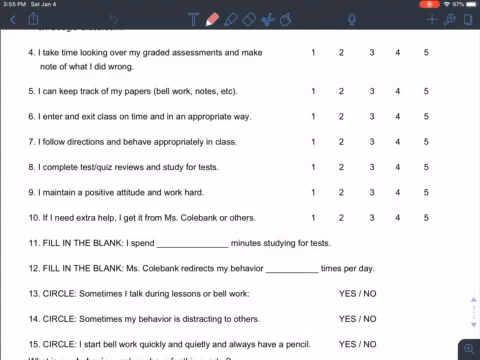Number 9, I maintain a positive attitude and work hard. Even if I give you an assignment you don't want to do, can you still have a good attitude and stay positive? Number 10, if I need extra help, I get it from Miss Colbank or others. So if you're confused on something, do you just sit there and do nothing, or do you seek out help from people?